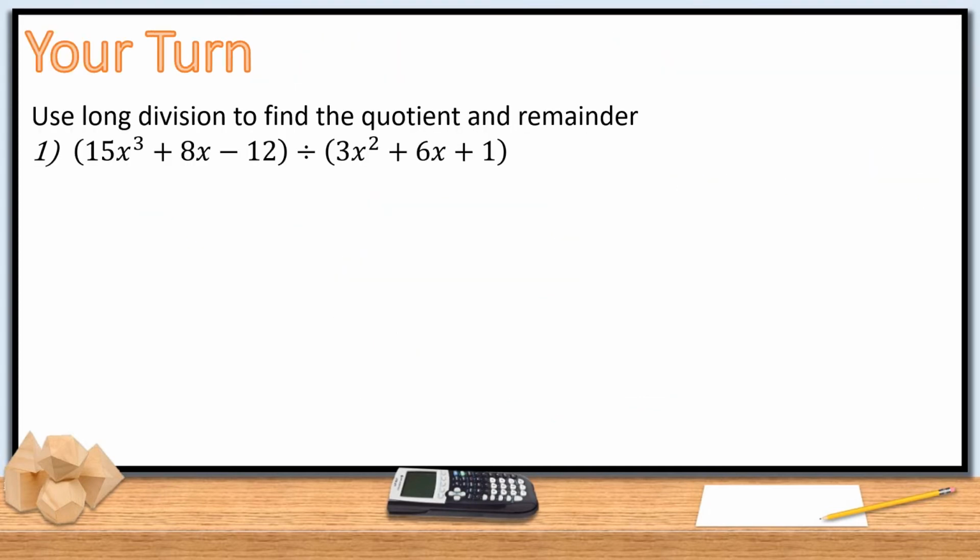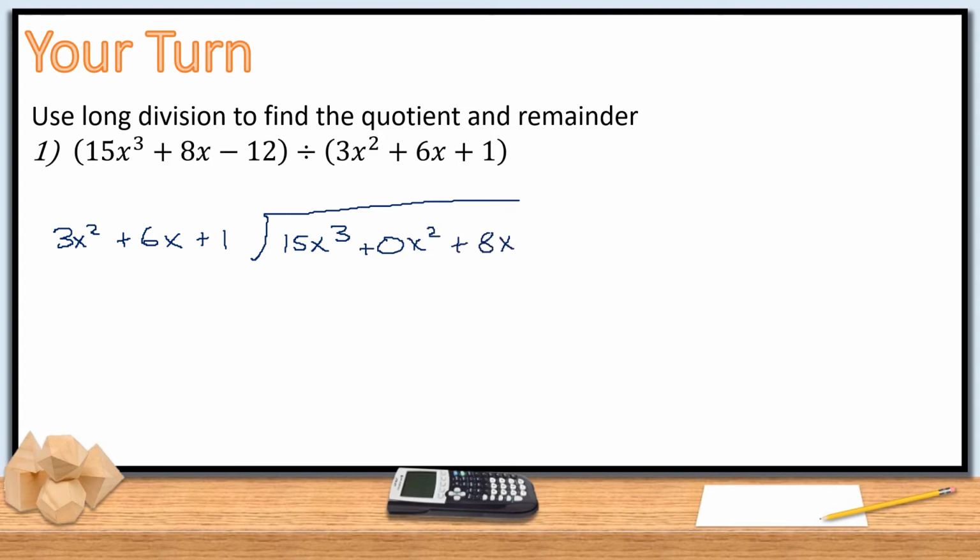So we're going to do 2 practice examples here. We'll do them one at a time. So your turn. Use long division and find the quotient and remainder. Pause the video, try it out, and then come back and see how you did. All right, let's see how it went. So we got divisor 3x squared plus 6x plus 1 dividing into 15x cubed. Now there's no x squared, so I'm going to put my 0x squared in here to hold that column placeholder, plus 8x minus 12.